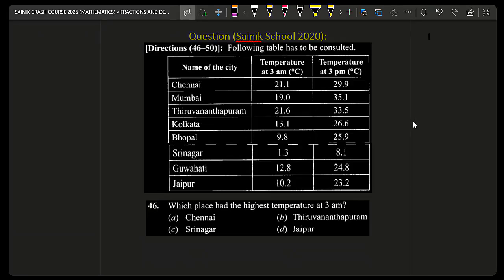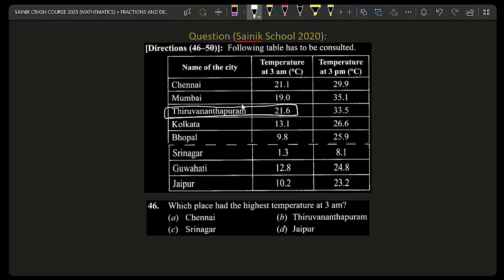So, 3 a.m., these are the temperatures given. Which is the highest number in this? 21.6. Very good. It is from which city? Sir, Thiruvananthapuram. You know, Thiruvananthapuram is the capital of which state? Sir, Kerala.